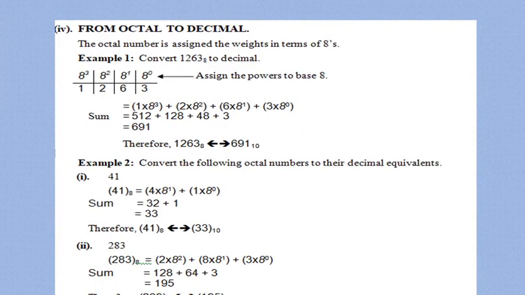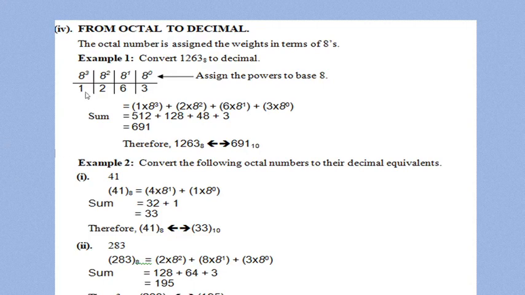Then we can also look at octal to decimal, when you want to revert. When you are converting octal to decimal, you assign the weights. Like now, you draw this schedule. You write the number, for example, convert 1263. This shows you that it is octal to decimal. Therefore, you write just like we did in binary, that is decimal back to binary and vice versa.